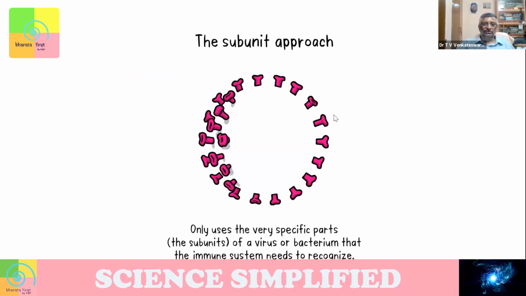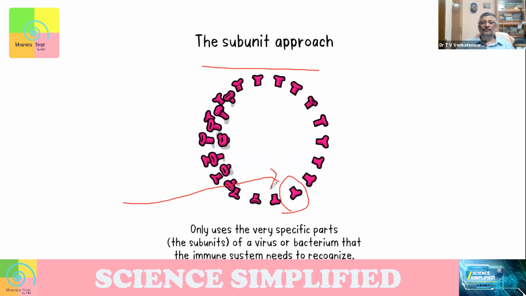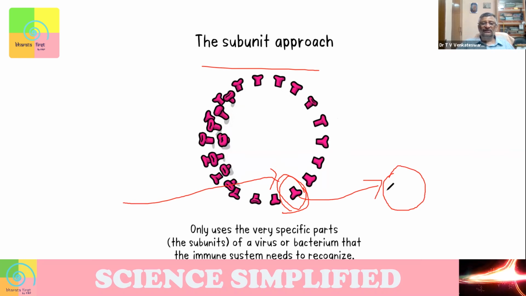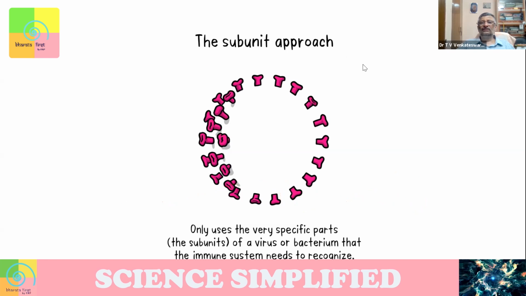The other approach is where we use the parts. That's called the subunit approach. In the subunit approach, I take only one protein produced by that pathogen and use that protein as the vaccine. When this protein enters our body, our body produces antibody for it. But this protein alone cannot cause a disease. So that's how we create the second approach.